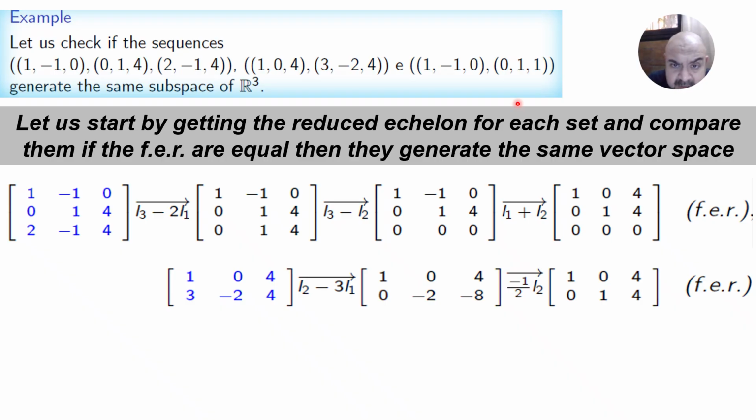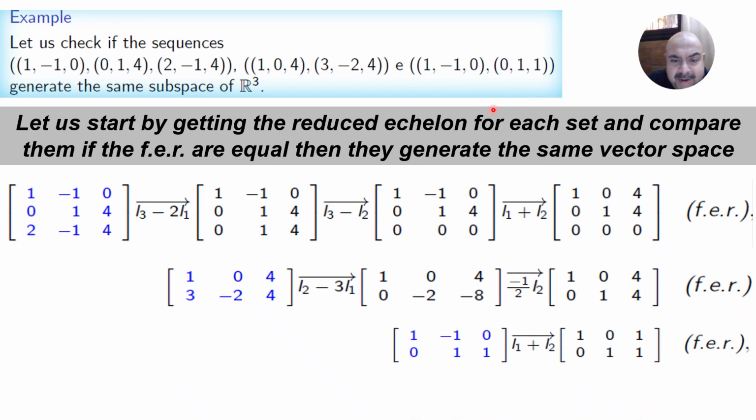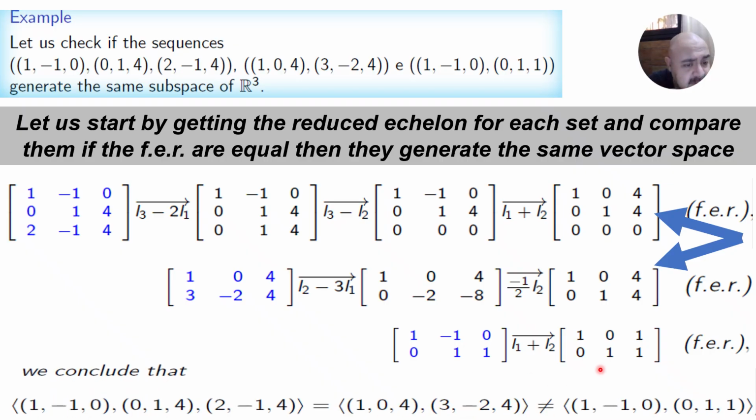In a similar manner, with the same steps, I will take these two rows, put them in a matrix, and try to reach my reduced echelon form. The steps are really very simple, but if you remark, the reduced echelon form in this case is different from the other two sequences, which means that the first and second both generate the same vector space. But the third one is not generating the same vector space.